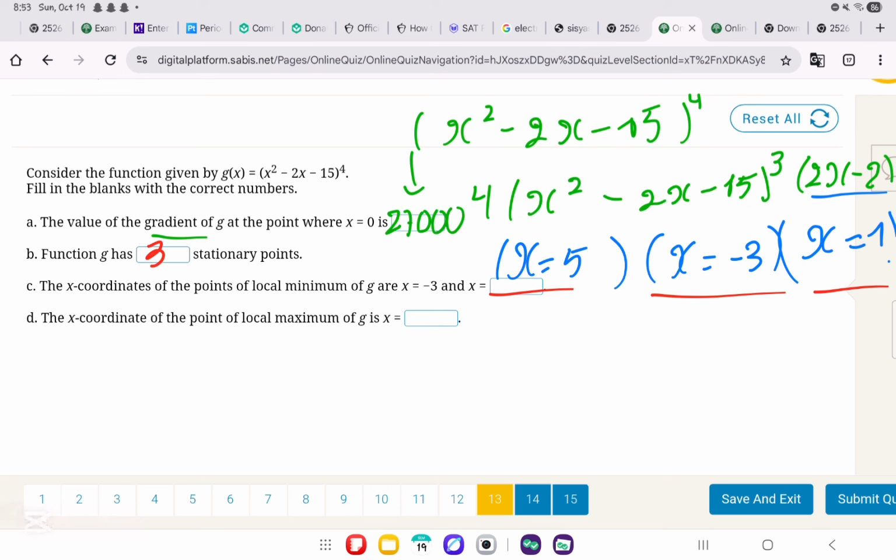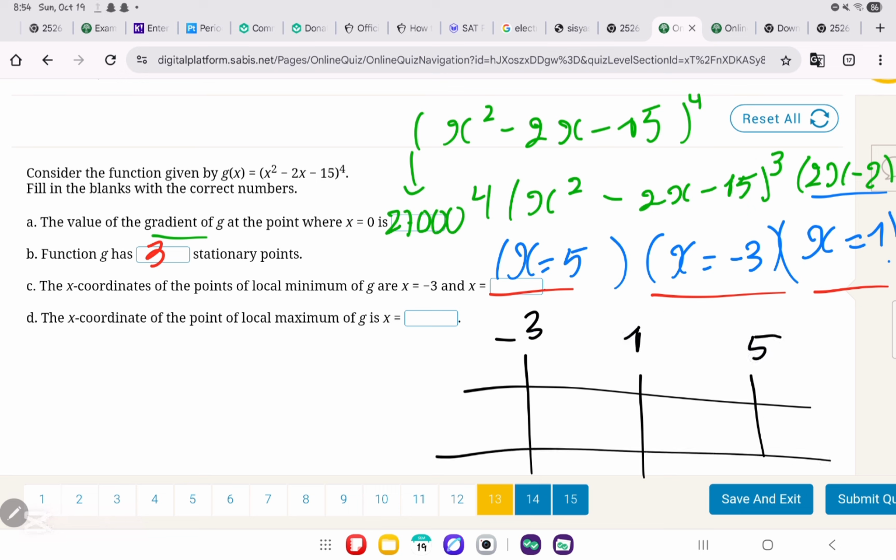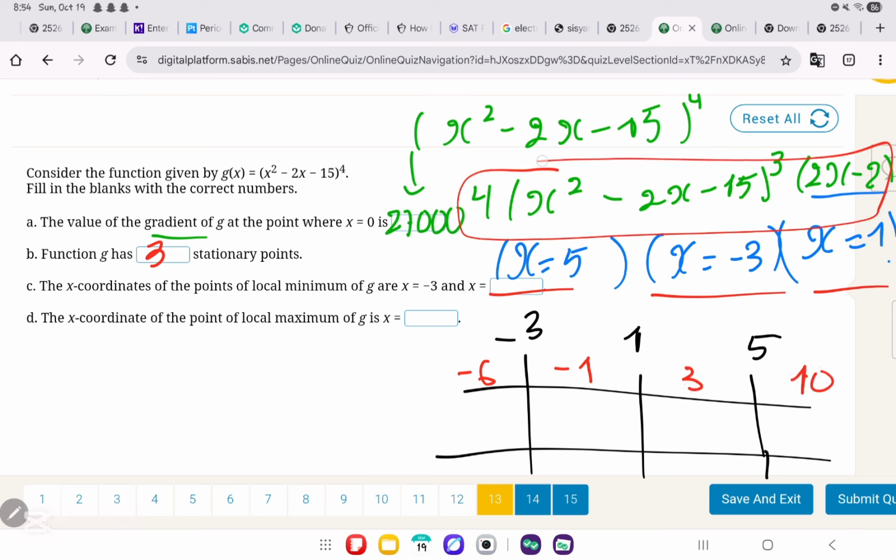Now, they want us to find local minimums and local maximums, so we need to do the table of variation, but now with 3 values. So minus 3, 1, and 5, right? Now, choose a number less than minus 3. For example, let's take minus 6. A number in between minus 3 and 1, for example, minus 1. A number in between 1 and 5, for example, 3. And a number greater than 5, for example, 10. And we'll substitute it in this equation over here.